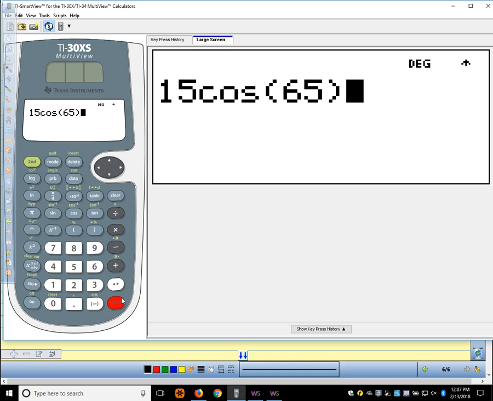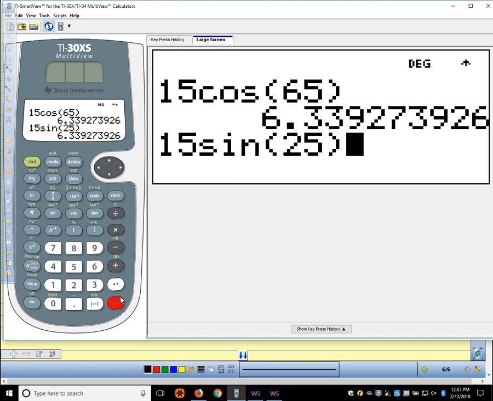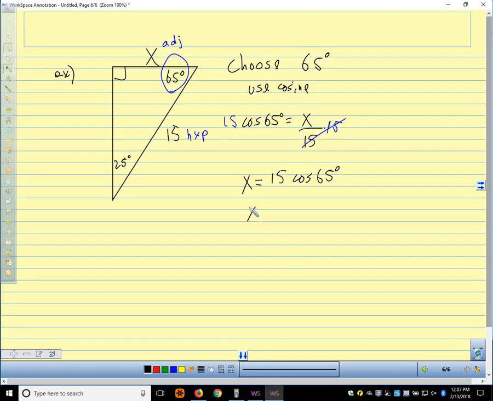If I did 15 sine, if I had chosen 25, I get the exact same answer. So it doesn't matter which one you choose. As long as you set up your ratio right, you're going to be fine. So x is going to be 6.3.